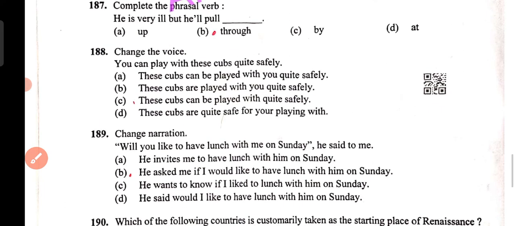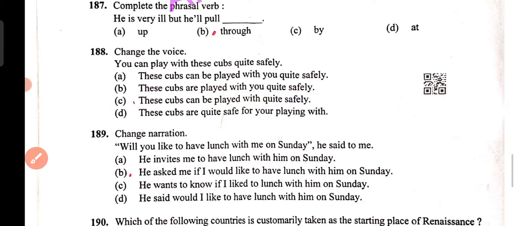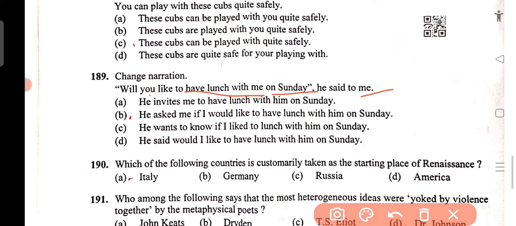Now 188, change the voice. Option C will be the correct. 'You can play with these cups quite softly.' 'These cups can be played with quite softly.' Now change the narration: 'You will like lunch with me on Sunday,' he said to me. Option B will be the correct: He asked me if I would like to have lunch with him on Sunday.